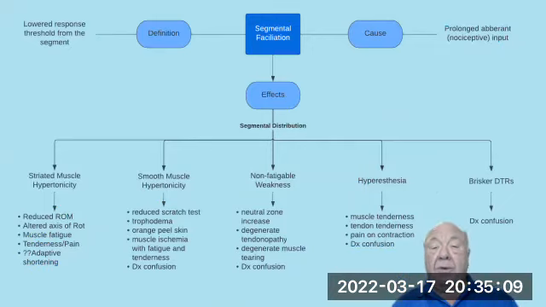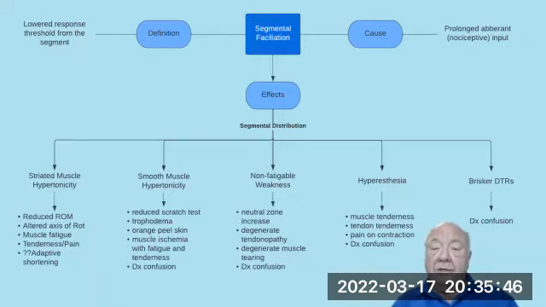Okay, so segmental facilitation or facilitated segment, it's a form of central sensitization, essentially. Basically, the segment has its response threshold lowered by aberrant input, prolonged aberrant input. And so the response is much higher than it would be normally. Now, this actually comes in two flavors: normal facilitation and pathological or dysfunctional facilitation.